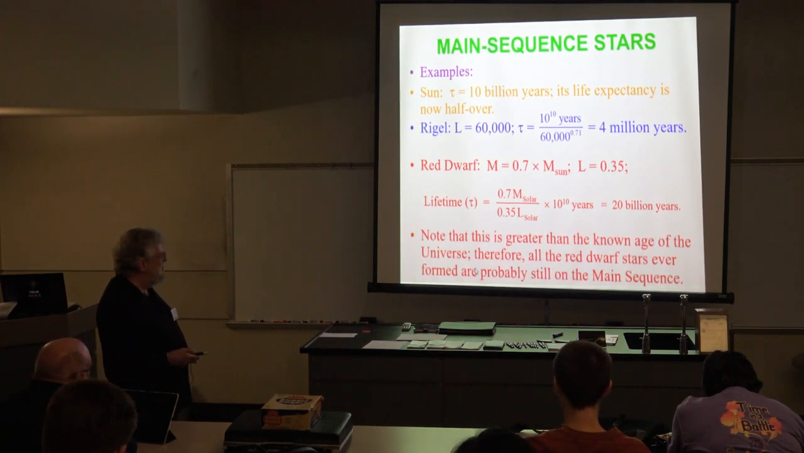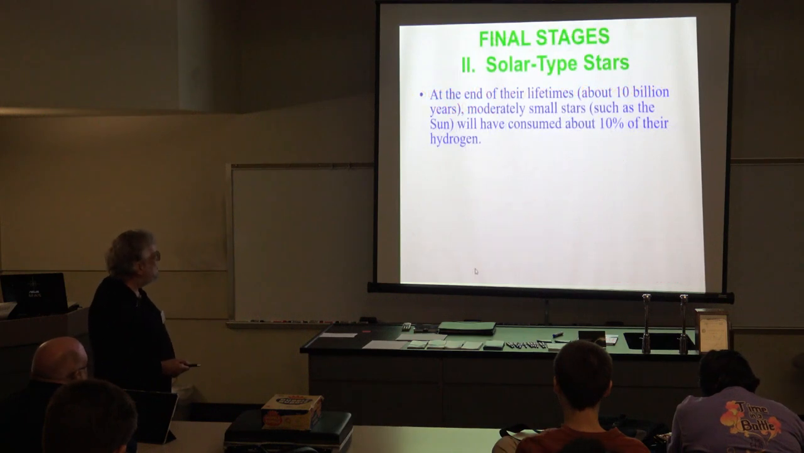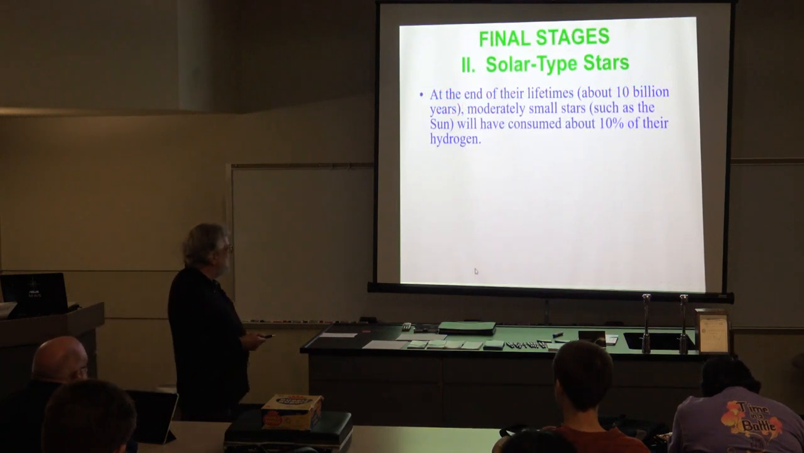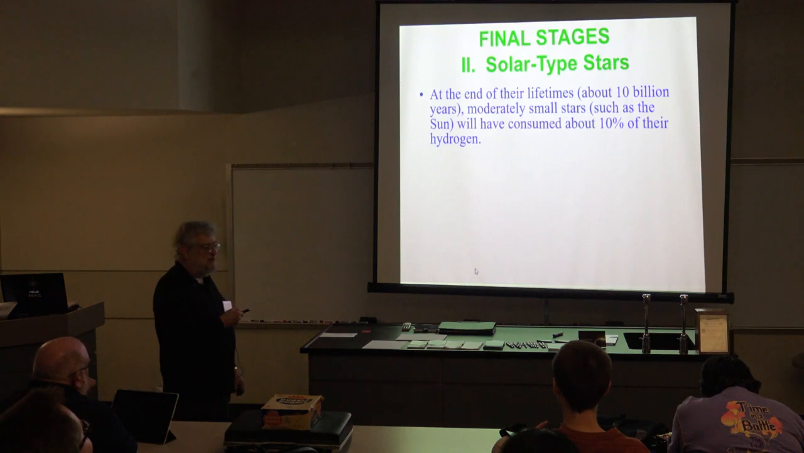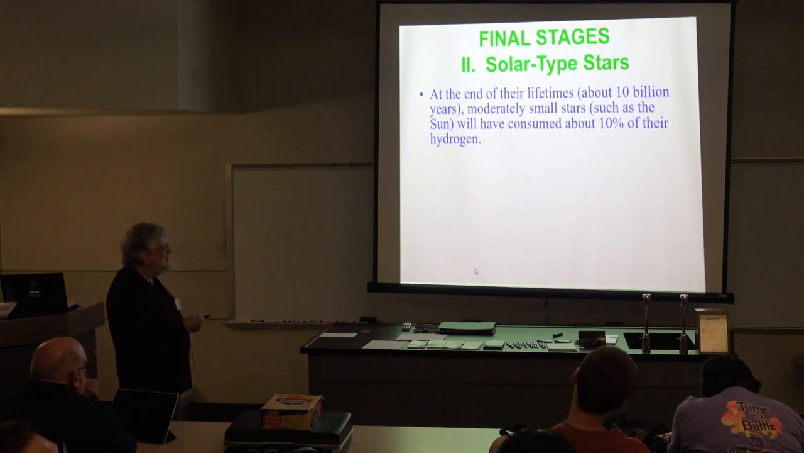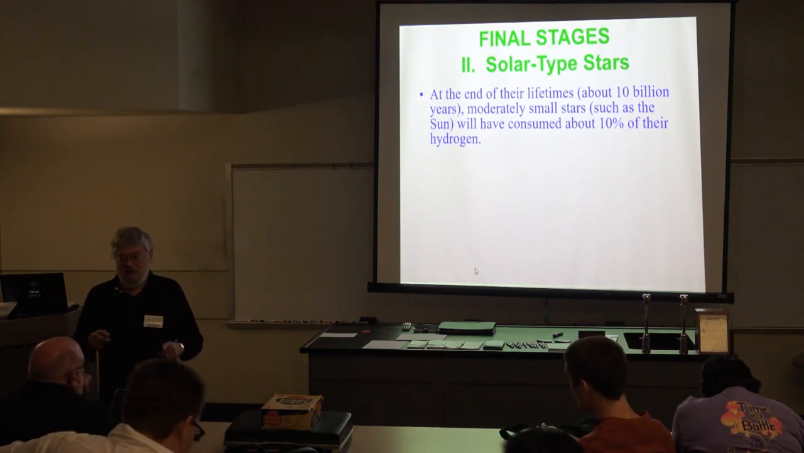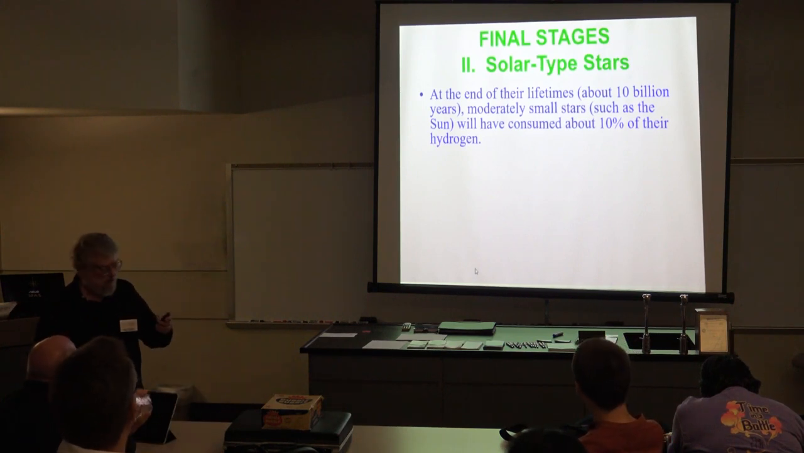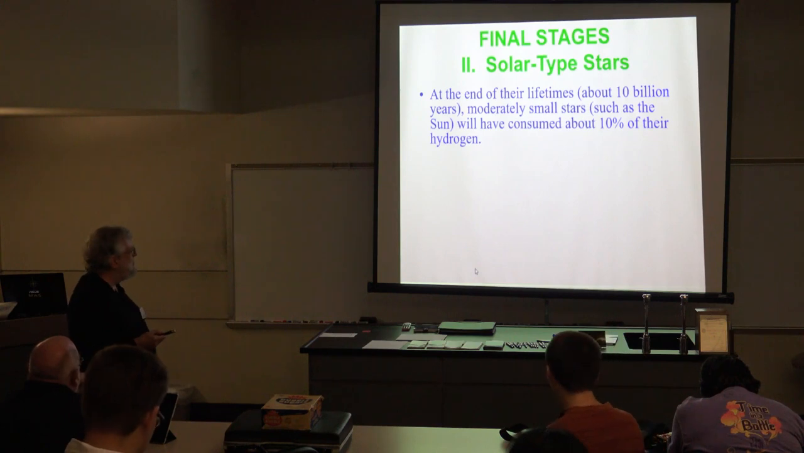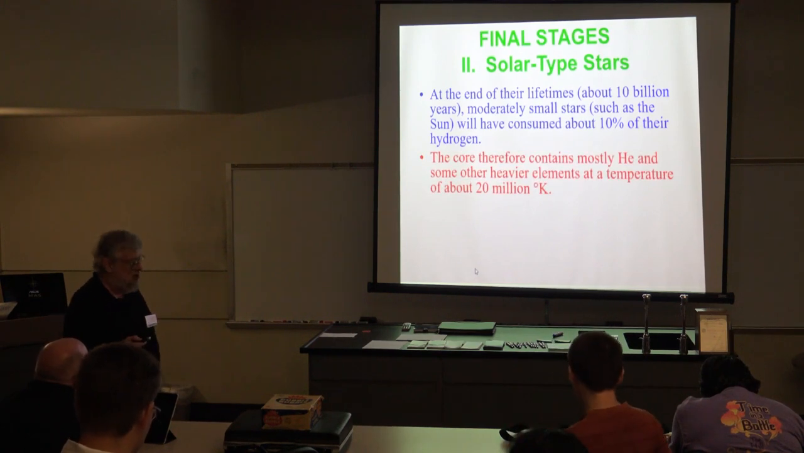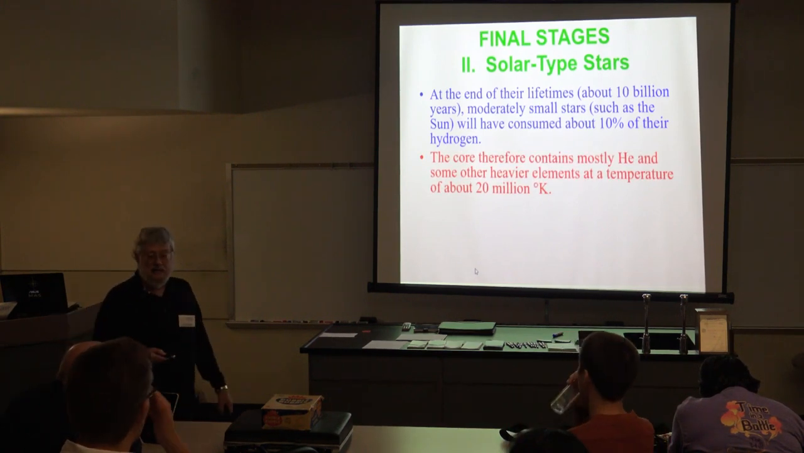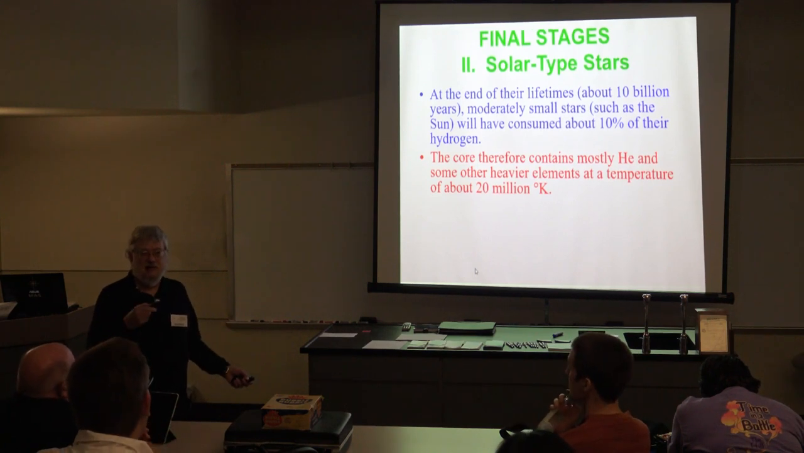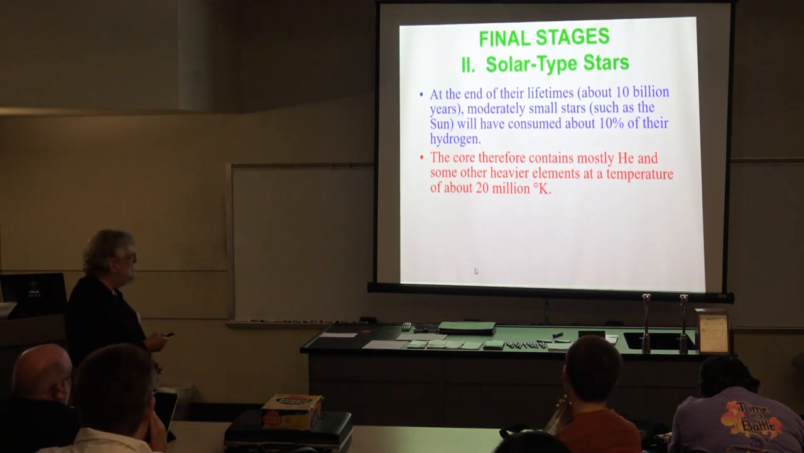They're still there on the bottom right corner of the main sequence. Now, solar type stars, as I mentioned earlier, by the time they get to the end of their useful lifetimes on the main sequence, will have consumed about 10% of their hydrogen. They can't work that reaction out any farther because the pressure and temperature aren't great enough that far from the center. So the core contains mostly helium because that's what it's been doing, converting hydrogen into helium. So that's what's mostly there.